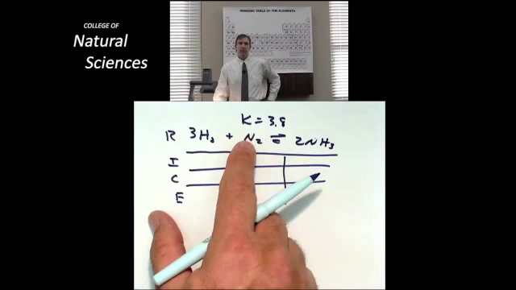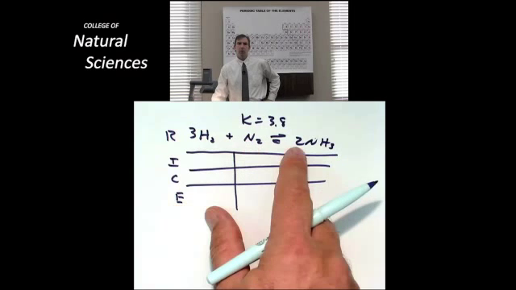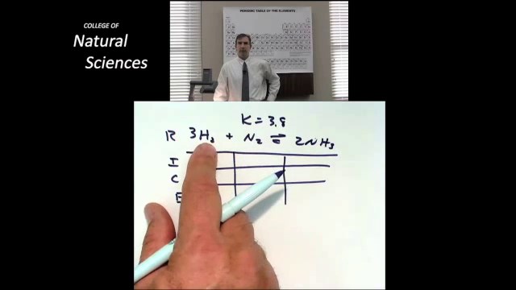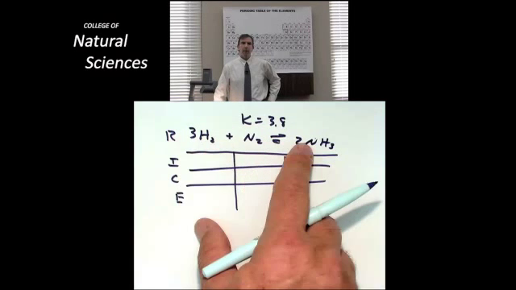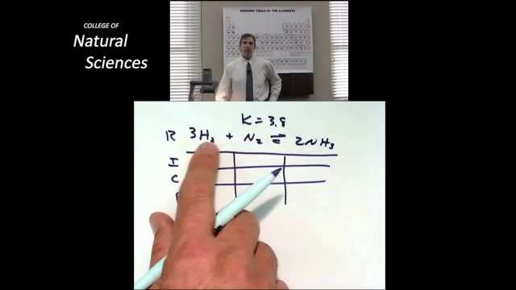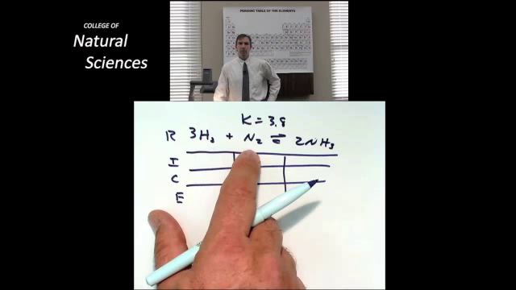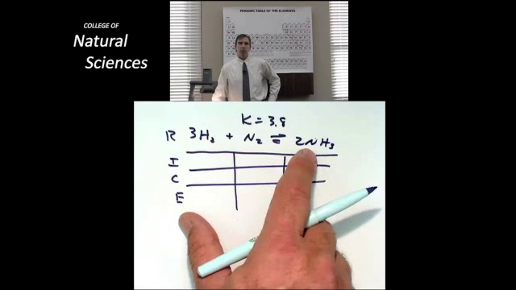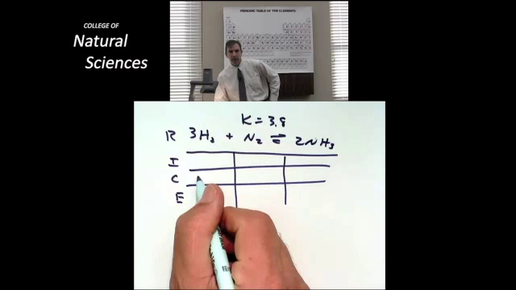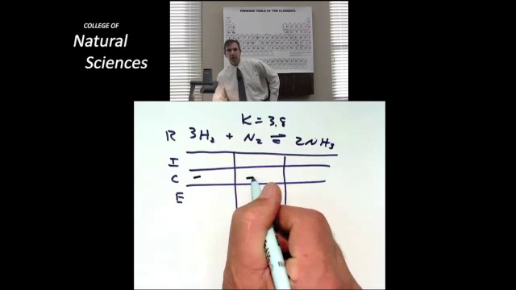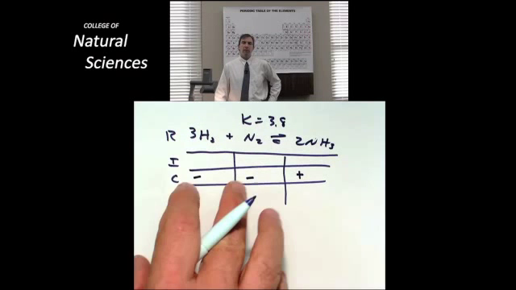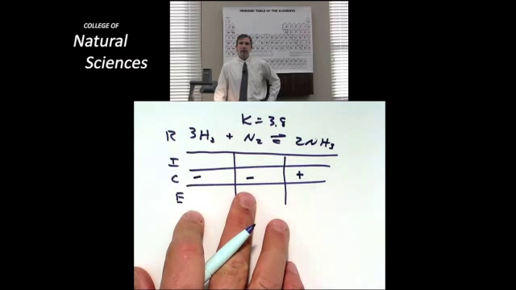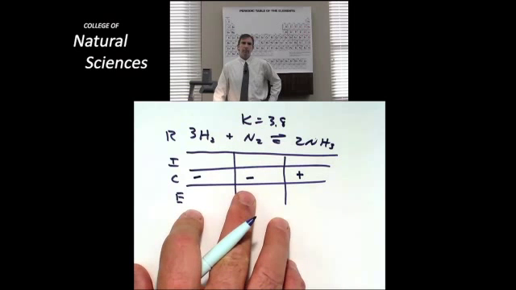This reaction has the ability to shift to the right, or it has the ability to shift to the left. That's all it can do. If it shifts to the right, then the amount of hydrogen and nitrogen is going to go down, and the amount of ammonia is going to go up. So I can automatically know, before I even look at any of the numbers, that I need to put minus, minus, and plus here if this is a reaction going to the right.